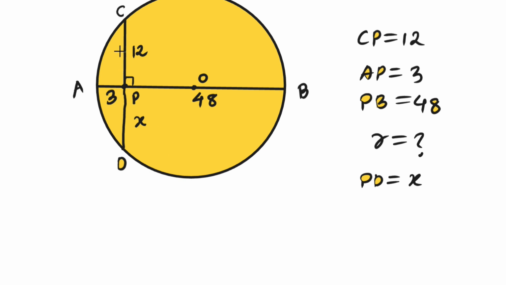The intersecting chords theorem tells us that when two chords intersect inside a circle, the product of the two segments of one chord is equal to the product of the two segments of the other chord. So we can write 3 multiplied by 48 equals 12 multiplied by X.